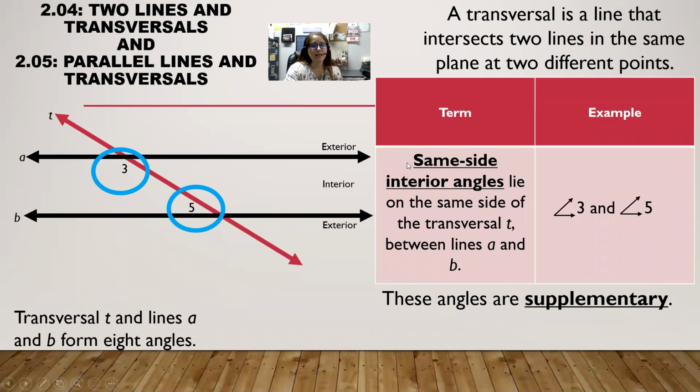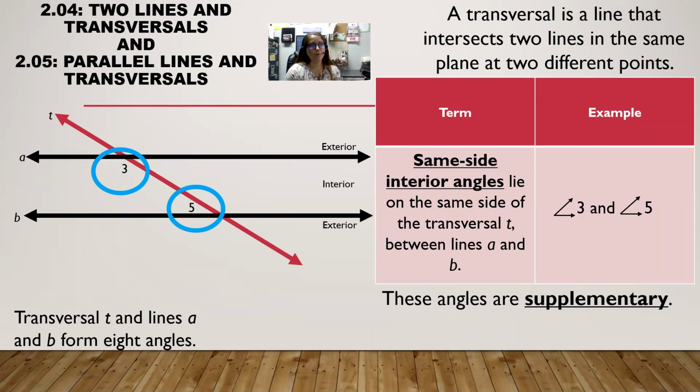And then we're going to look at same side interior angles. These are going to lie on the same side of the transversal between lines A and B. So in this case, we've got 3 and 5. They're both in the interior of those parallel lines, so between those parallel lines, and they're both on the same side of the transversal, okay? These angles are supplementary. So this is important to remember. Complementary and supplementary and vertical, those definitions are not going to go away. We're just going to build from those.